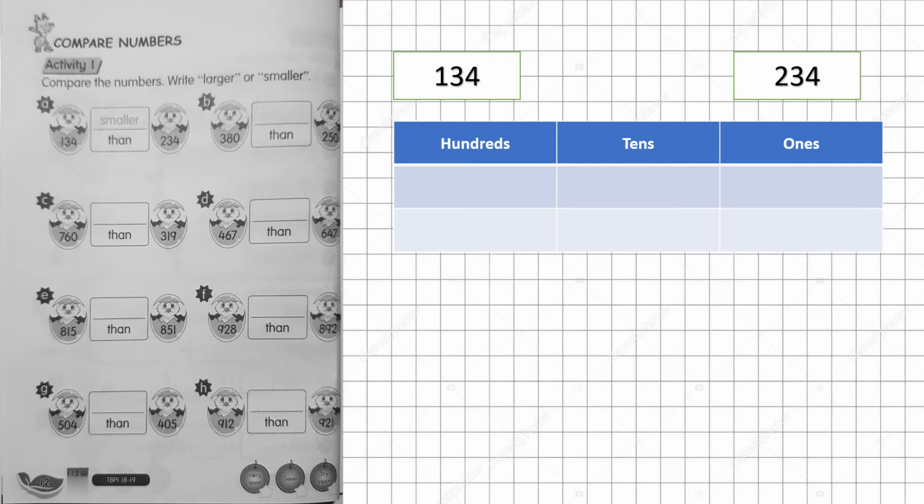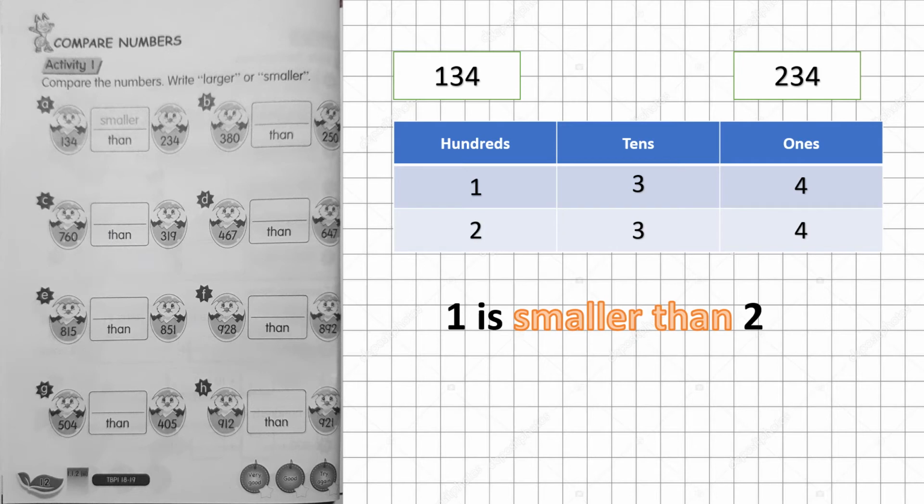Okay, we have to write daripada mula. Kita masih tulis daripada depan. 1, 3, 4. And the other one, 2, 3, and 4. Okay, so kita nak compare number ni kan. So kita mesti lihat kotak yang pertama, iaitu 100. 100 ada 1 and 2. 1 is smaller than 2. Betul? 1 lebih kecil daripada 2.